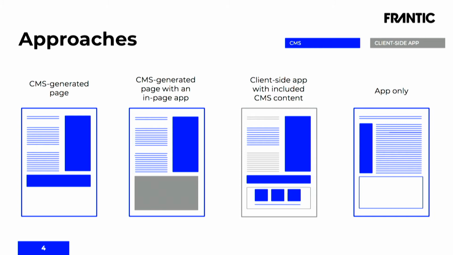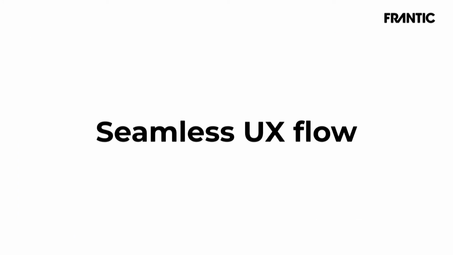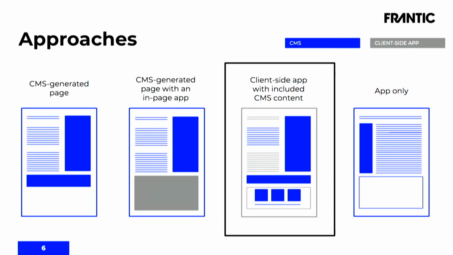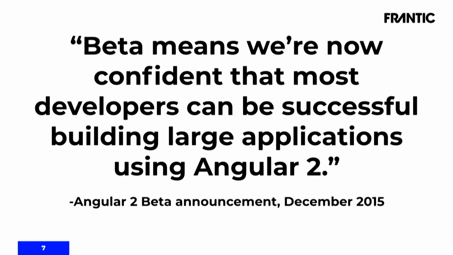The third option is then to run the whole thing as a client-side application and fetch the content inside it. And of course the fourth option, which is also available, would be that you don't have any CMS content. So if it's like Gmail or something like that that doesn't have any publishable content, then the fourth one would be the natural pick. But since we wanted to have a seamless UX flow, we picked the third one. So we drive the whole experience with Angular and load things through the JSON API for the users.